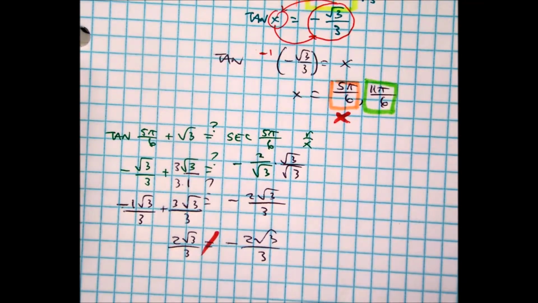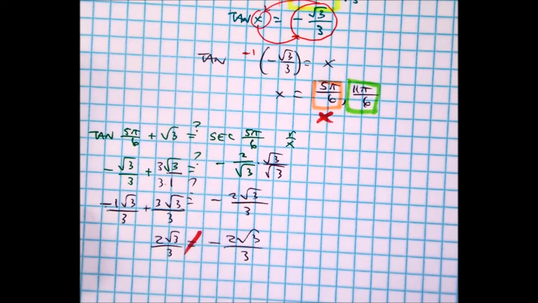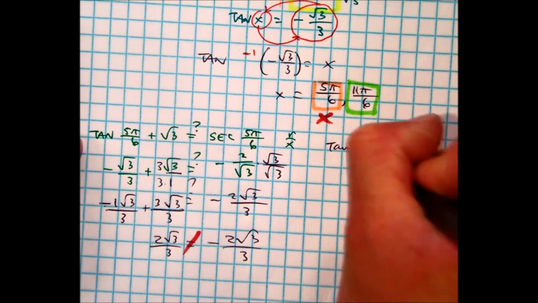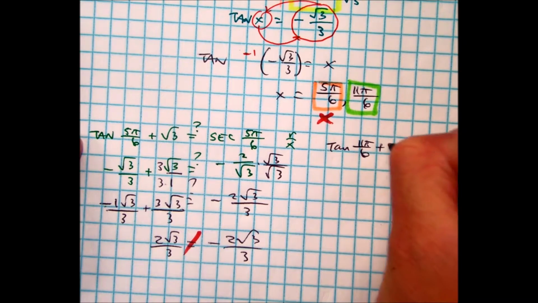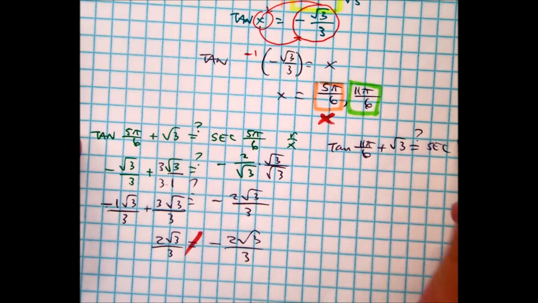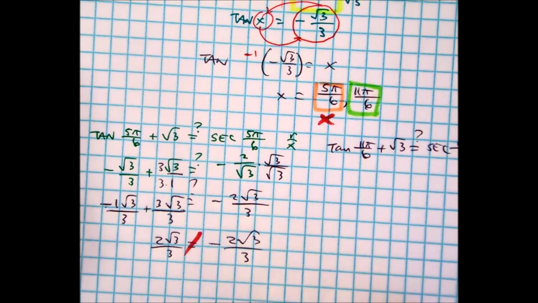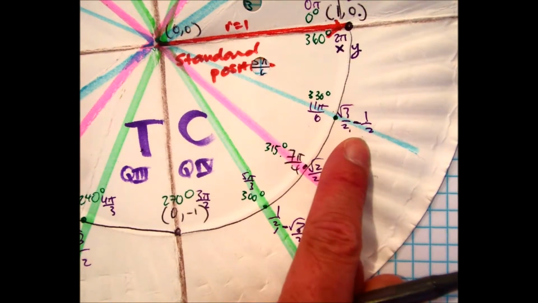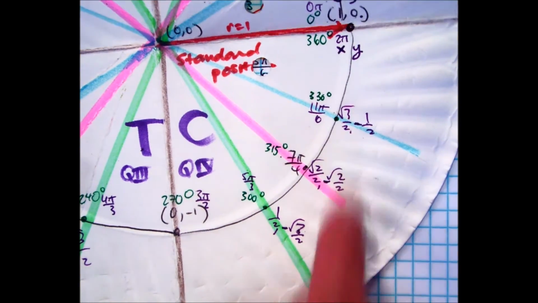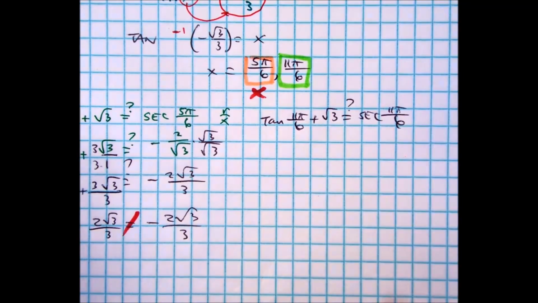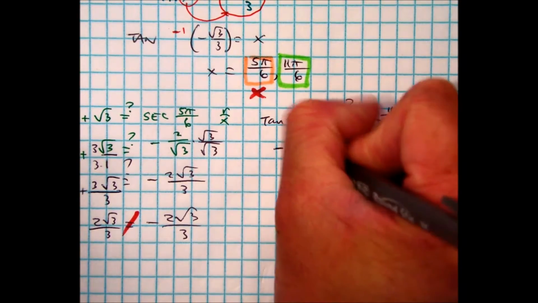Let's go ahead and test 11 pi over 6. And do the same thing. Tangent 11 pi over 6 plus radical 3 equals secant of 11 pi over 6. Use your unit circle. Tangent 11 pi over 6, we already have the numbers. 1 over radical 3, which is negative, and you can just rationalize it, so it's the same thing as over here.